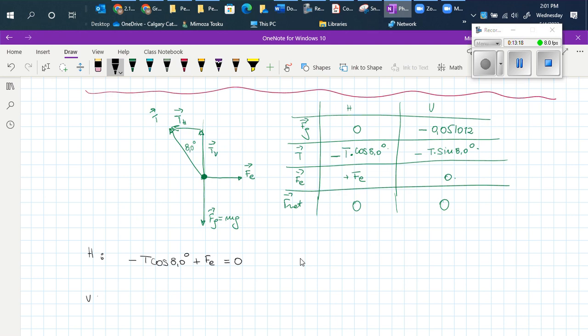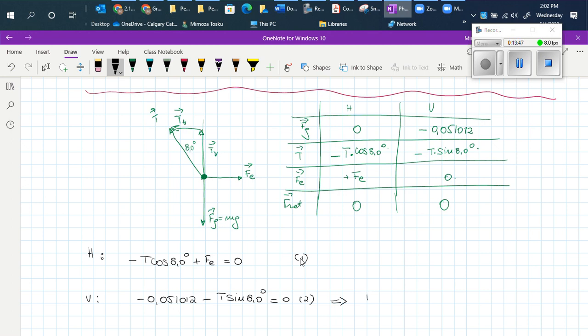And from the vertical component, we will have negative 0.051012 minus T sine 8 degrees is equal to 0. So you have now a system with two variables, T and Fe, and two equations. You start solving it using the vertical. Why? Because the vertical has one variable on it.